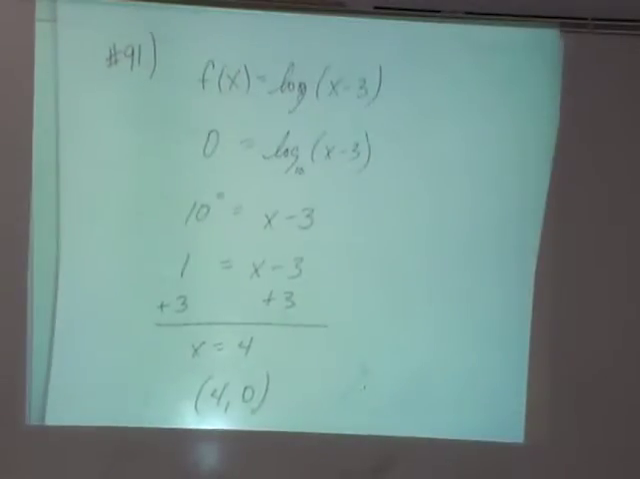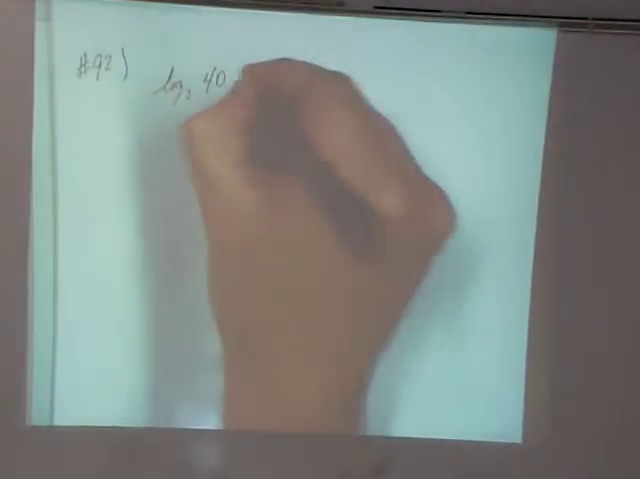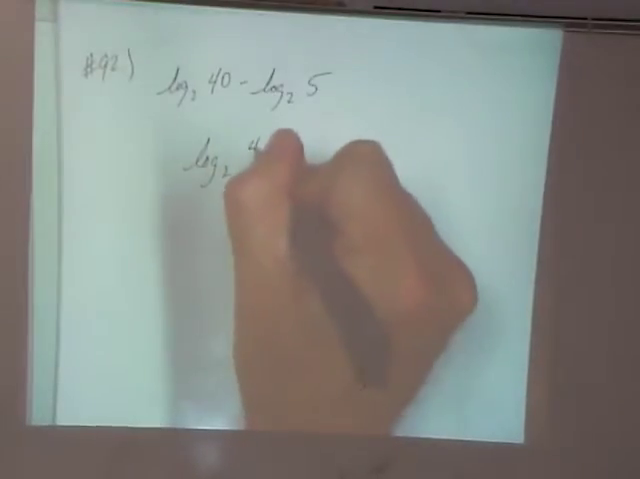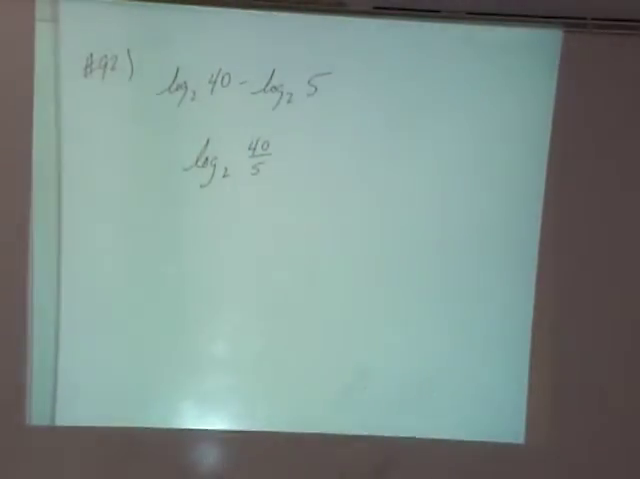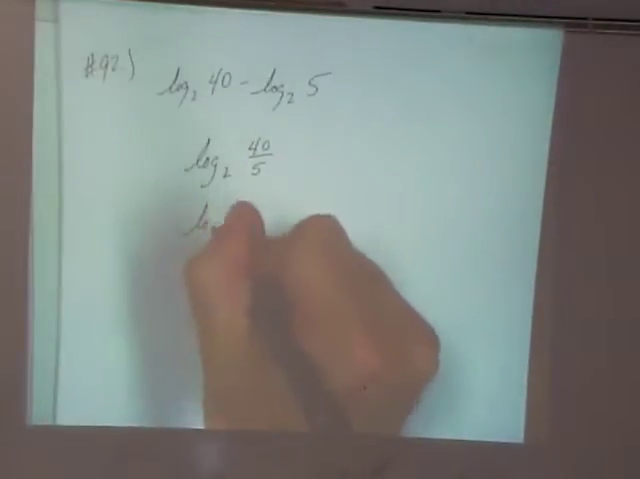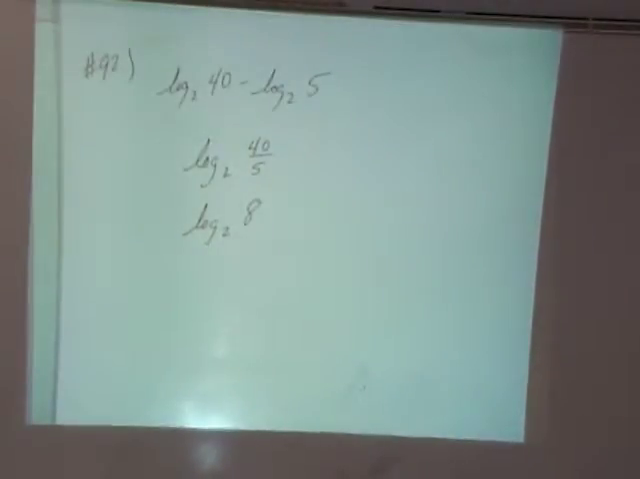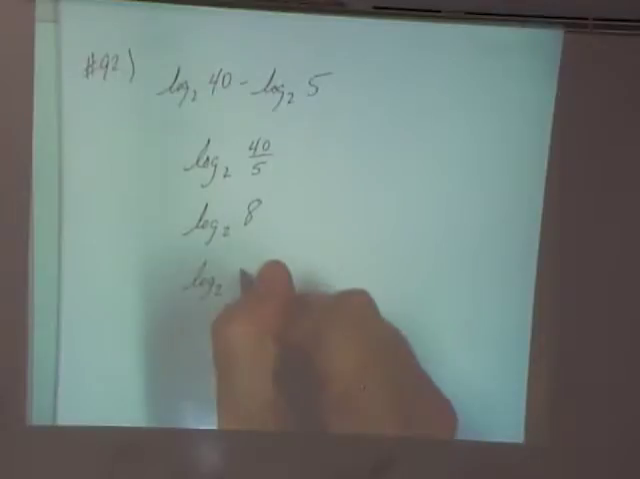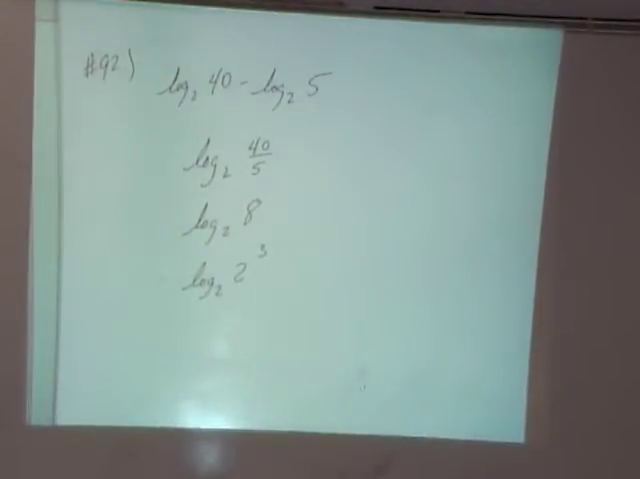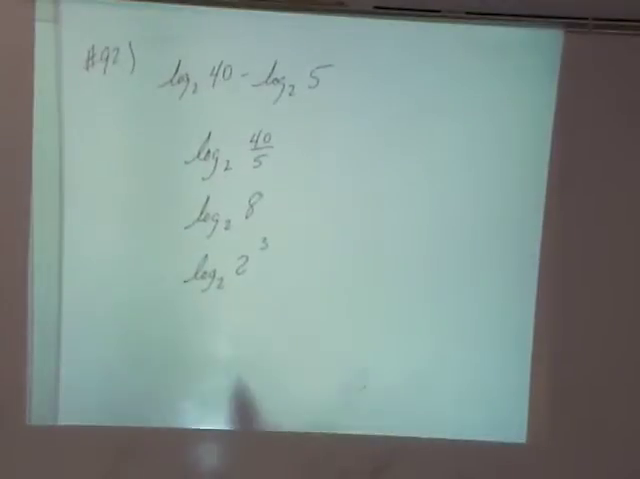We good? All right, number 92. We've got log base 2 of 40 minus log base 2 of 5. It says simplify, so I'm going to combine these into one log. Log base 2 of 40 over 5, which is log base 2 of 8. And I know 8 is 2 cubed. So the answer is just 3.